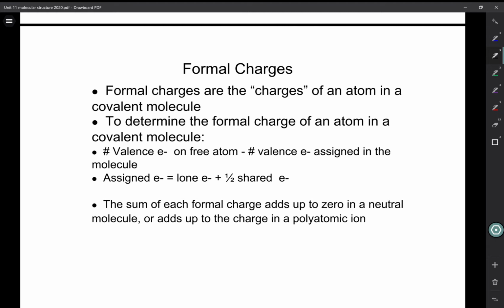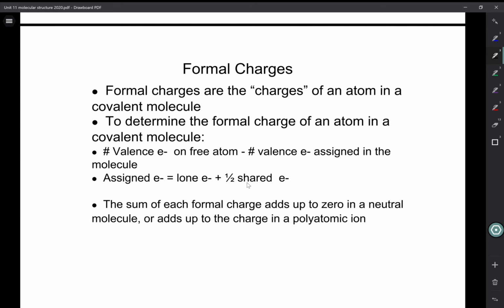It has the number of electrons it has as a lone atom, and you figure out the difference with what it has in the molecule itself. So that's this equation right here. To figure out the formal charge of an atom in a covalent molecule, take the number of valence electrons in the free atom, so that's before it bonds, minus the valence electrons assigned in the molecule. Assigned electrons are lone electrons, or the unshared pairs, plus 1/2 of the shared electrons. And you get the formal charge for each of the atoms in a molecule.